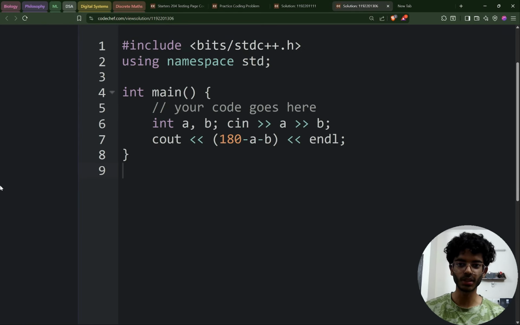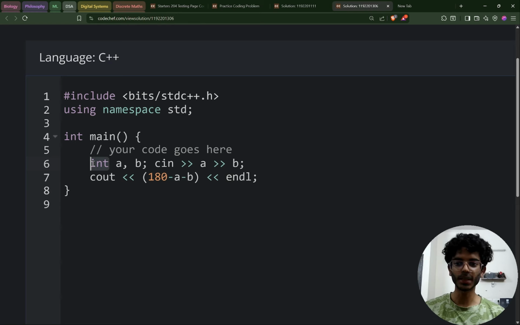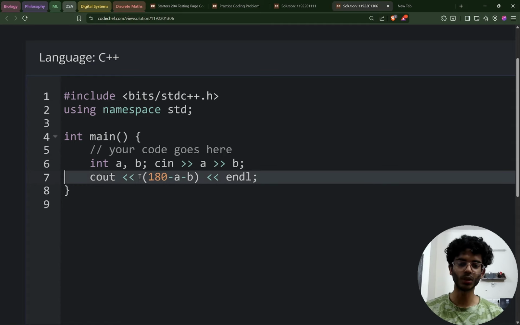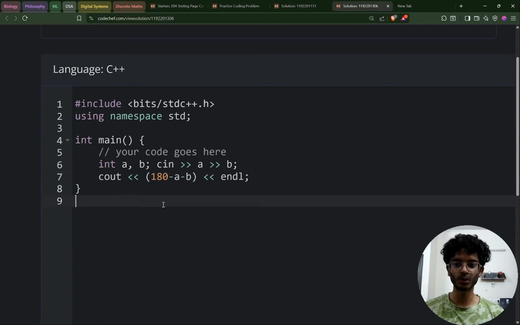Now let us see the solution in C++. We'll begin by taking in the input of A and B using cin, and we'll print our answer, which is 180 minus A minus B, using cout. And that is pretty much the whole solution.